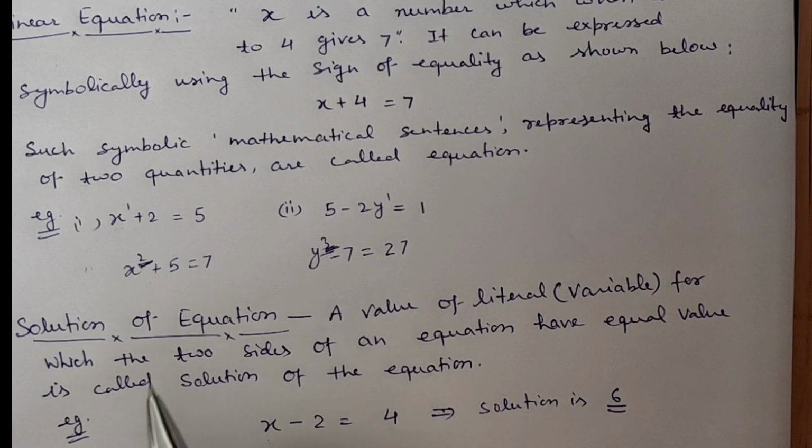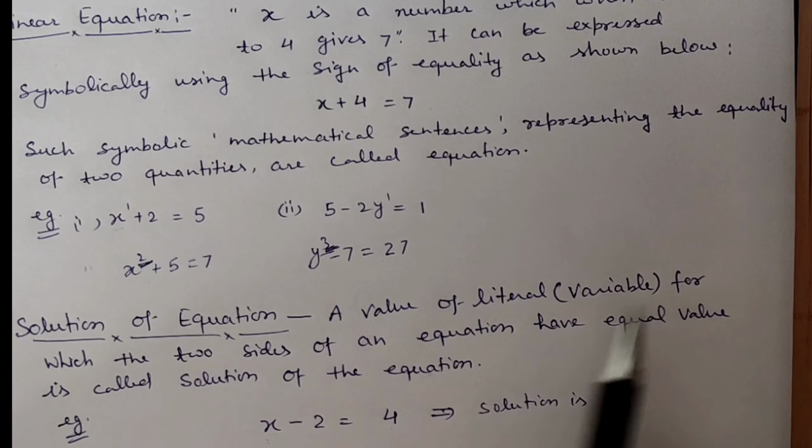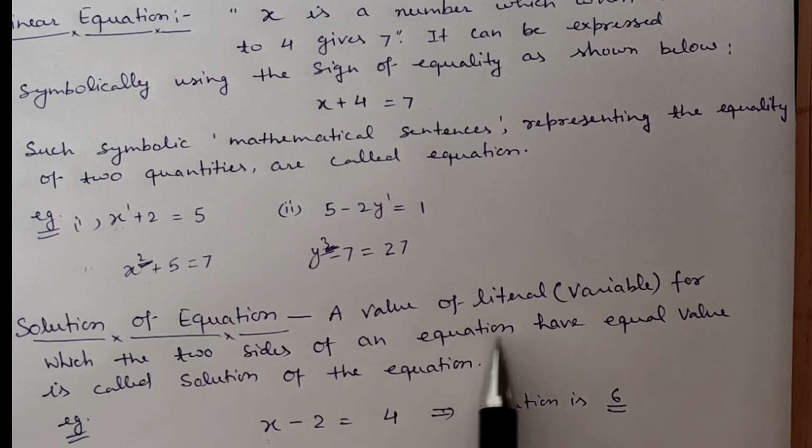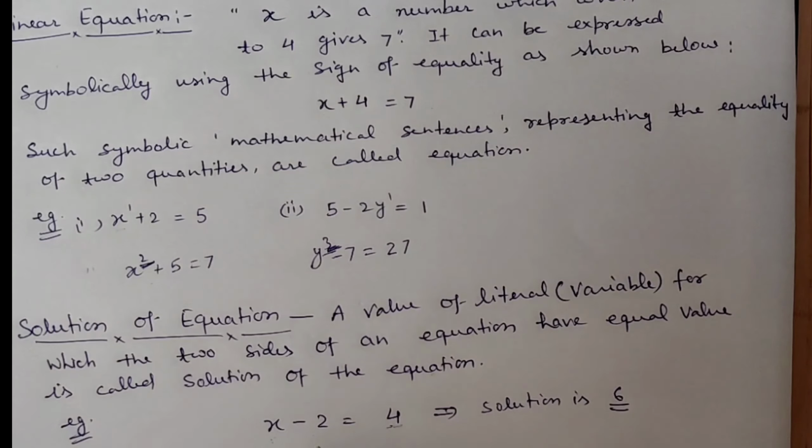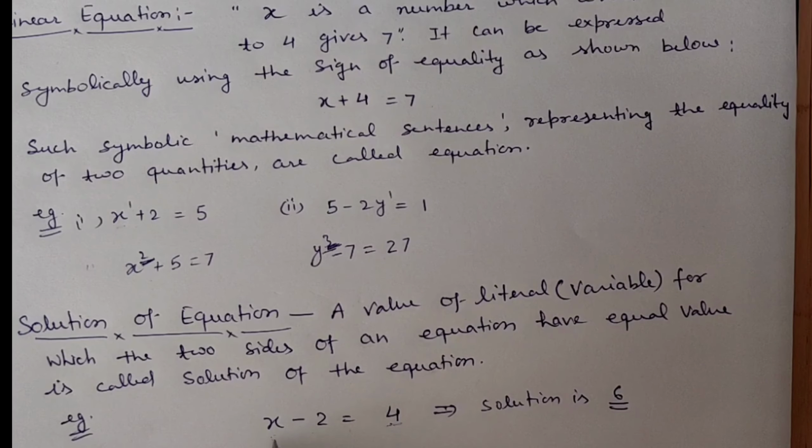Now solution of a linear equation. A value of literal or variable for which the two sides of an equation have equal value is called solution of the equation. What does it mean? It means that suppose there is an equation x minus 2 is equal to 4. This is a linear equation, and in this, for what value of x both sides, left hand side and right hand side, are equal, that will give you the solution of this linear equation.